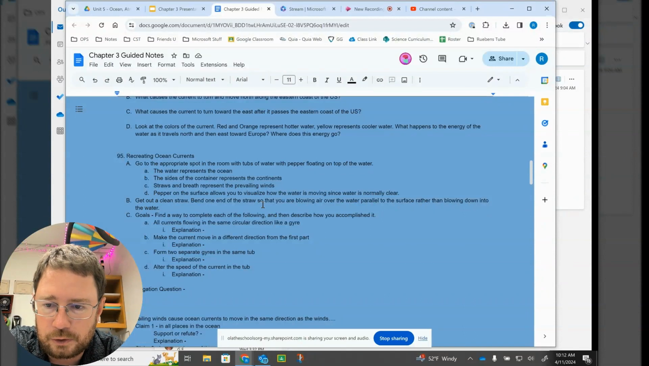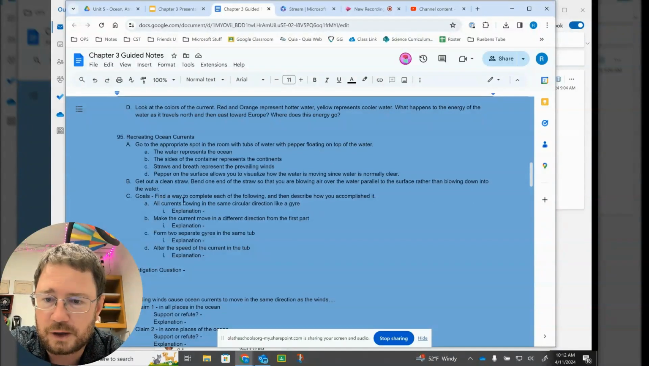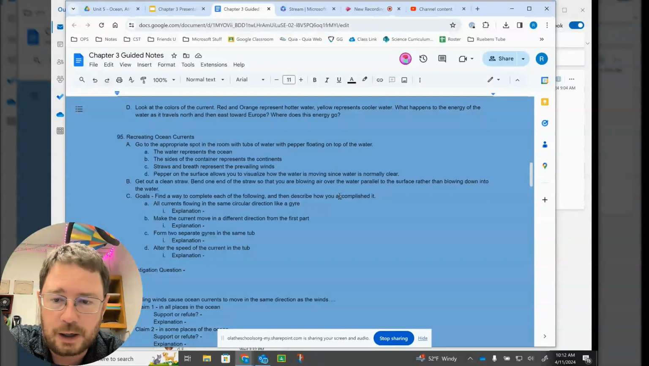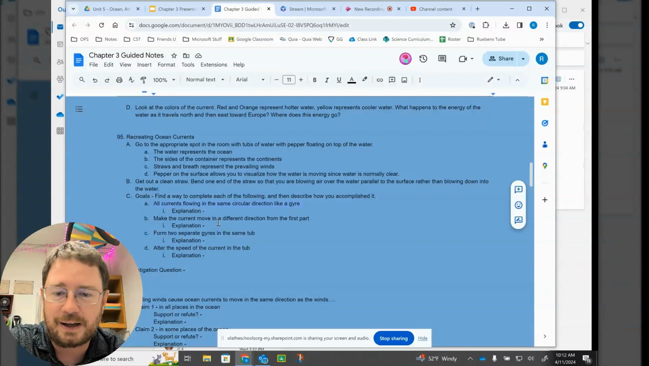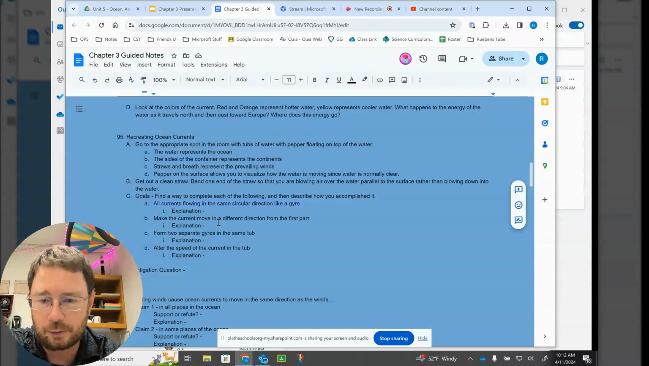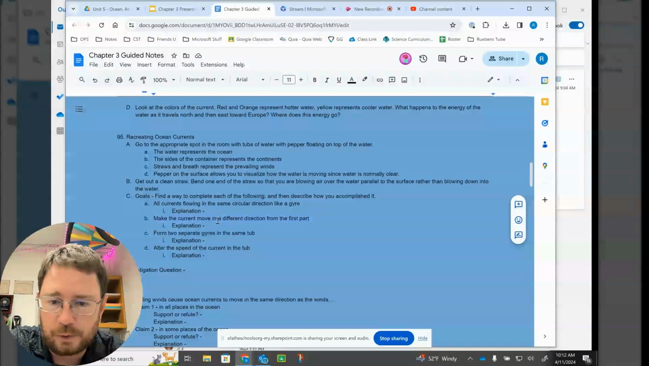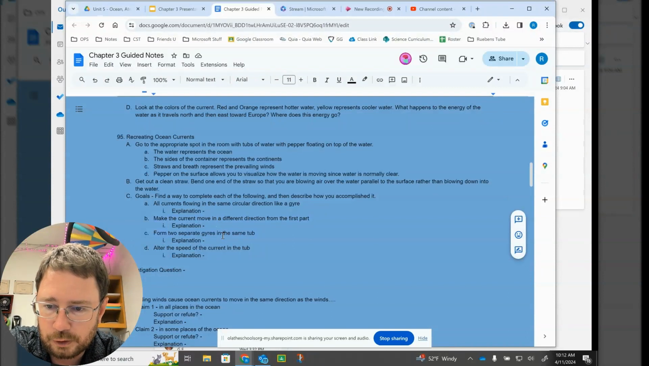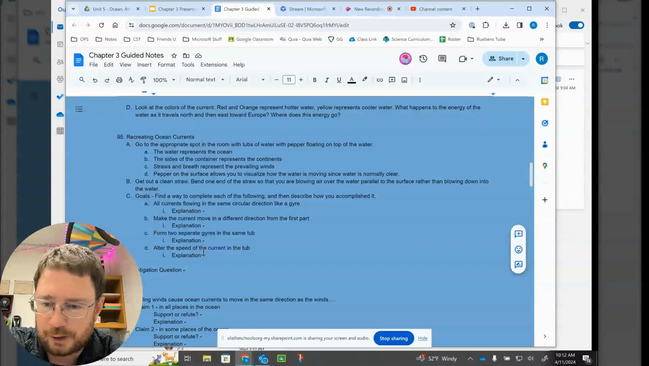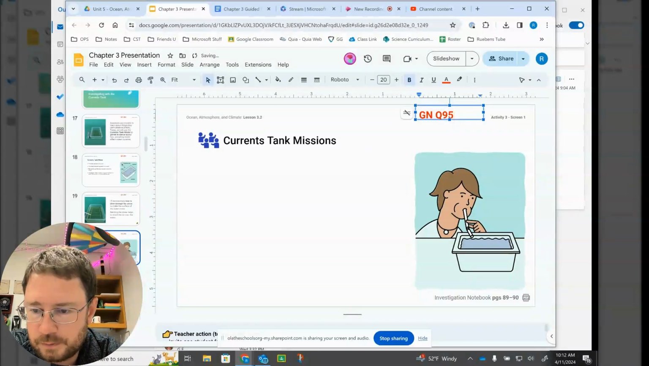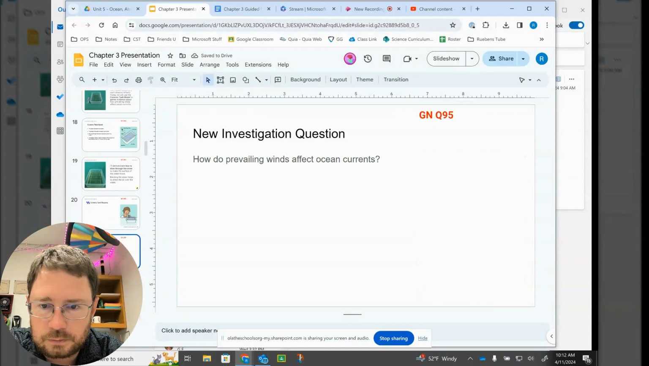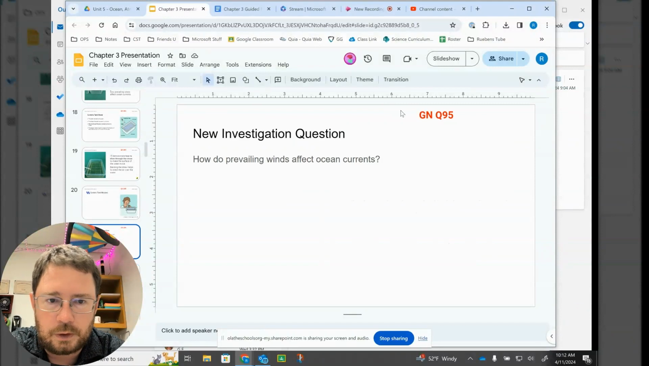Get a clean straw, bend one in the straw. Here are your goals or your missions. Find a way to complete each of the following, then describe how you accomplished it. So first, you want to have all the currents flowing in the same circular direction like a gyre, so all clockwise or all counterclockwise. Then make a current move in a different direction. Then try to form two separate gyres in the same tub. Then either speed up or slow down the current and explain how you did each of these. So this should be 95. And this should be 96.